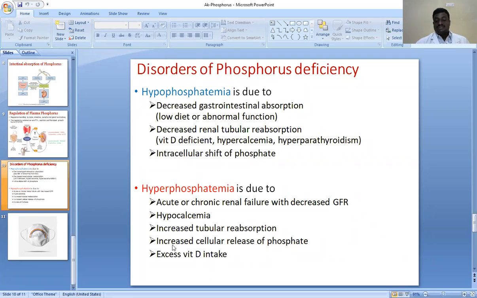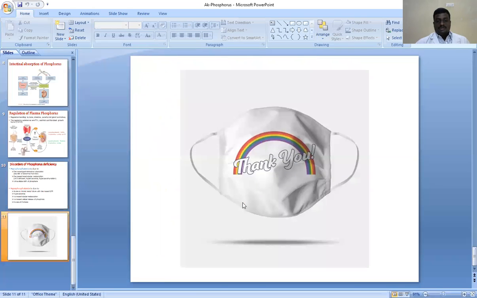Okay. Next one is increased cellular release of phosphate. Whenever there is cellular damage, it releases more phosphate into the extracellular space. That may produce hyperphosphatemia. Okay. Next one is excess vitamin D intake. Already we discussed. So these are the two disorders: phosphate deficiency, hypophosphatemia, and hyperphosphatemia. Okay. So this is about the phosphate ions.